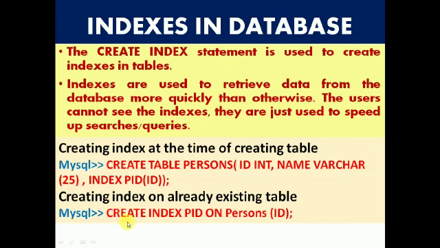Now the next example, where the table is already created and now you are creating the index. In that case you have to use the command CREATE INDEX PID. This is the name of the index, on which table? Persons. On which column? ID. So these are the two different methods of creating an index in MySQL.